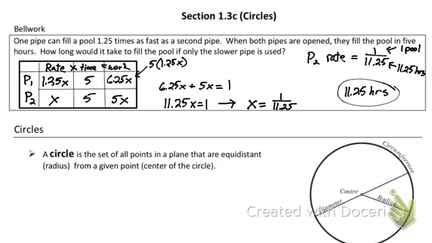Are we good on that problem? So it's like one pool per 11.25 hours. Yes, that's how we usually have our rates. Unfortunately, this time we didn't know what the rates were, so we had to use x and stuff.